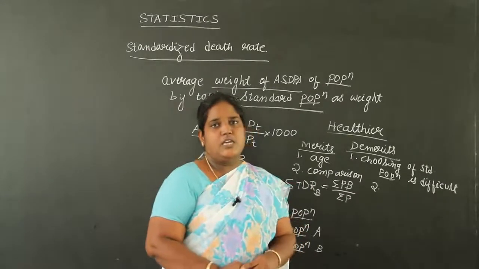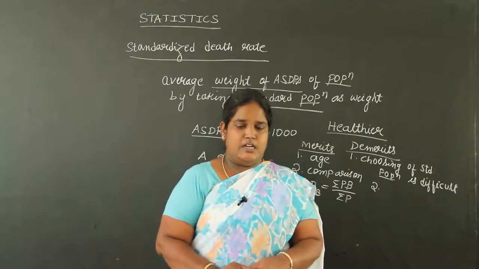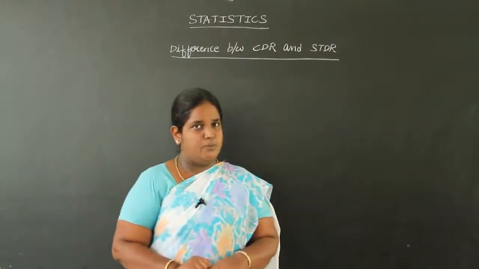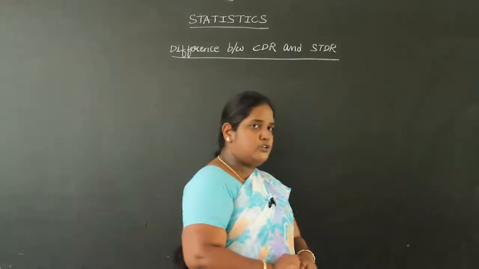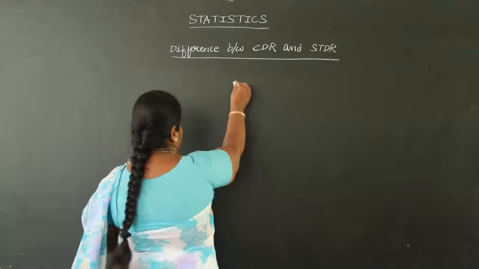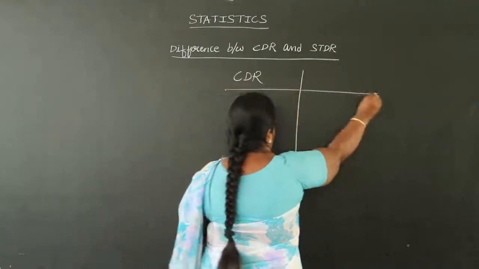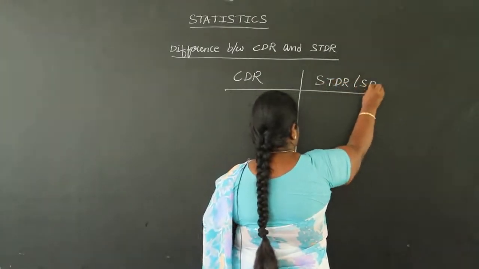Next we'll be studying the difference between the crude death rate and standardized death rate. Okay, now we are starting with the difference between crude death rate and standardized death rate. You'll be having this for 2 marks, so you have to write any 2 points. For standardized death rate, sometimes we can write it as SDR also.